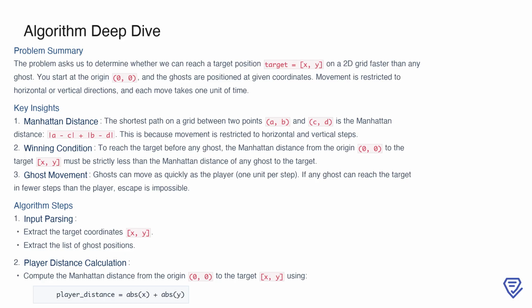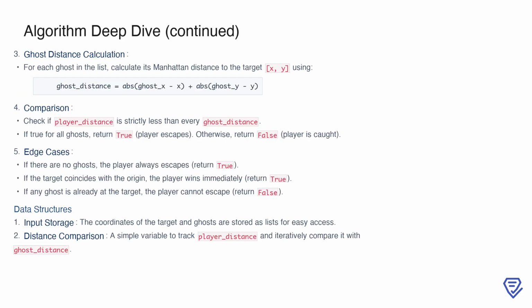The first step in solving this involves parsing the input to extract the target coordinates and the list of ghost positions. From there, we calculate the Manhattan distance for the player, which is simply the sum of the absolute values of the target's x and y coordinates. Once we have the player's Manhattan distance to the target, the next step is to calculate the Manhattan distance for each ghost. This is done by taking the absolute differences between the ghost's x and y coordinates and the target's x and y, then summing those values.